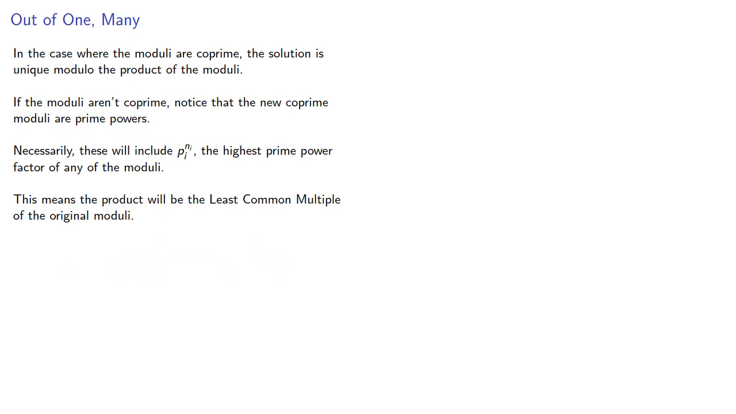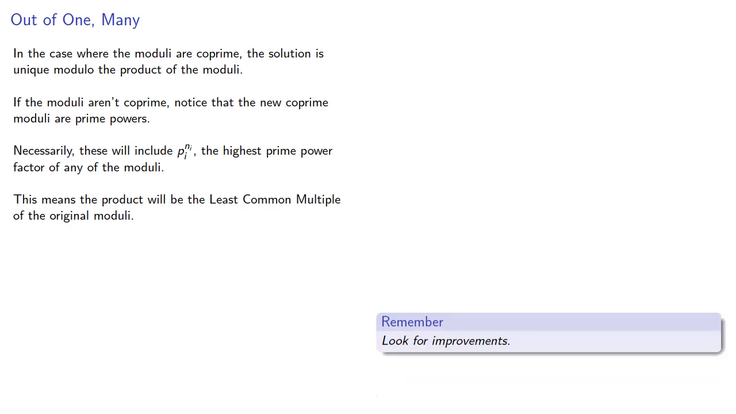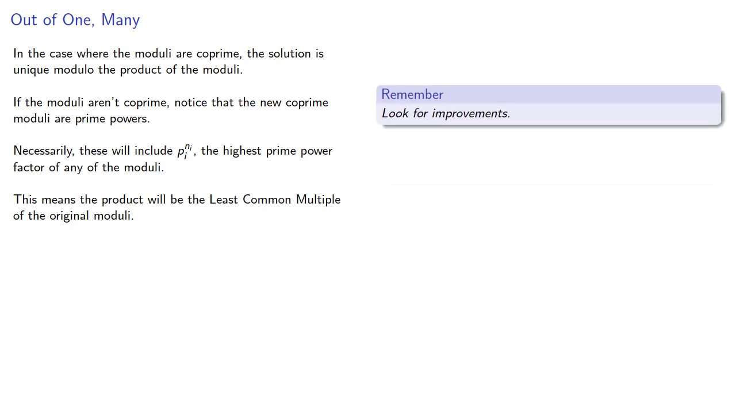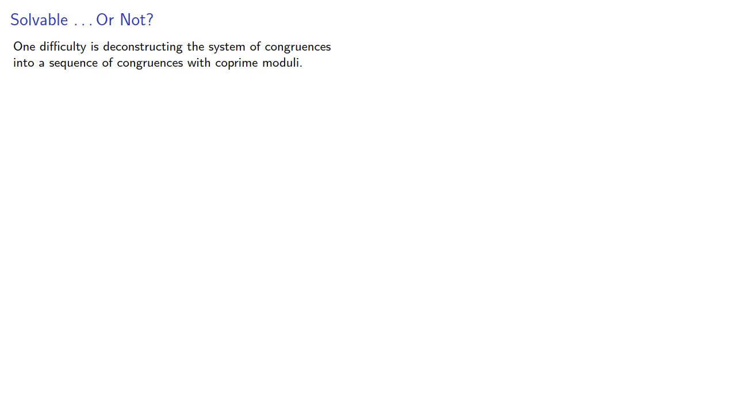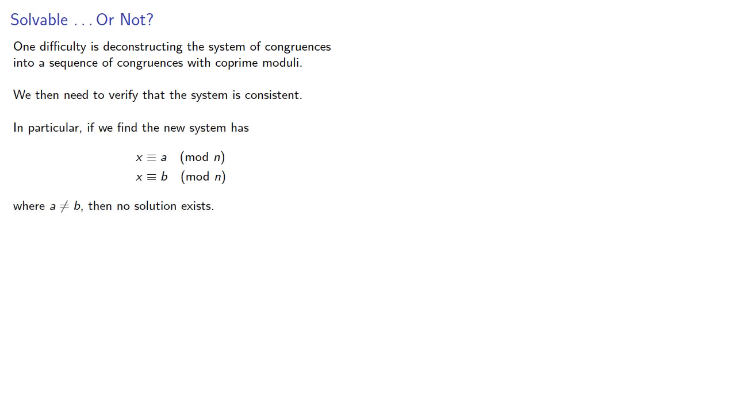Now, even though we've found a solution, remember, we should always look for improvements. One difficulty is deconstructing the system of congruences into a sequence of congruences with coprime moduli. We then need to verify that the system is consistent. And in particular, if we find the new system has a pair of congruences with different congruents over the same moduli, then no solution exists. Is there an easier way to determine this that doesn't require us finding the entire system first?